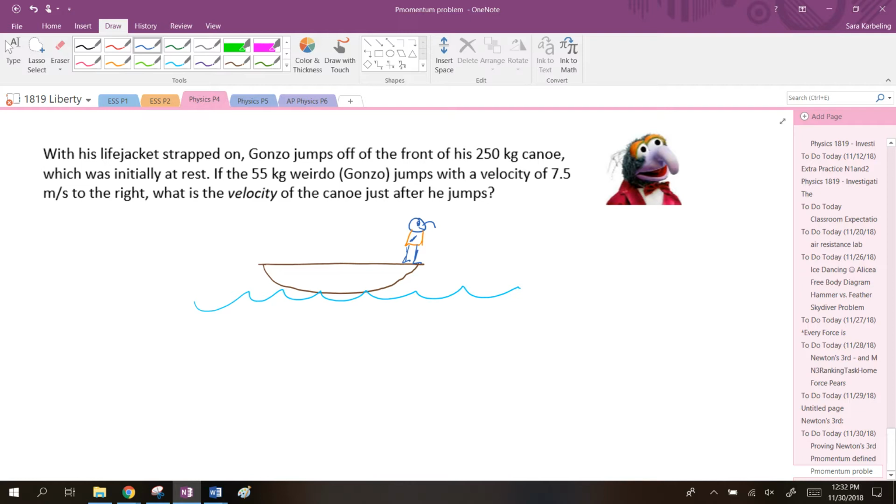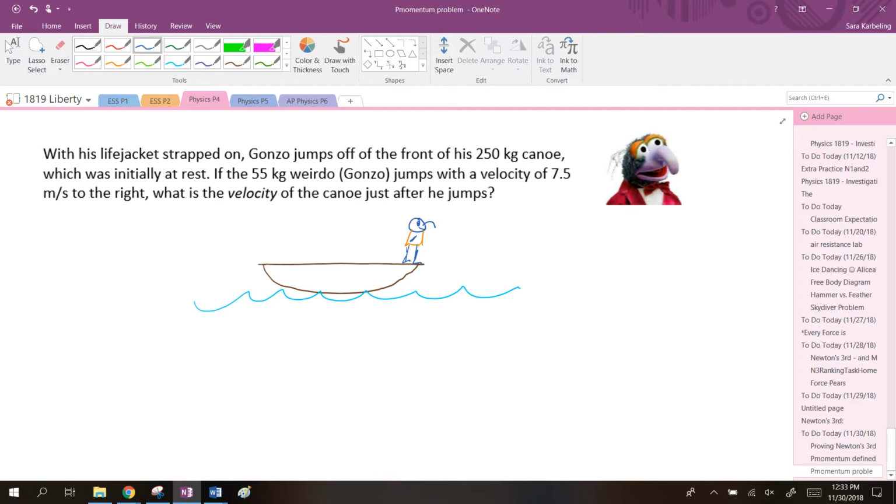What is the momentum of Gonzo before he jumps? He's standing still. His initial momentum is 0. Tell me about the momentum of the canoe before he jumps. 0. The canoe has a momentum of 0 because it's not moving. Gonzo has a momentum of 0 because he's not moving. Nothing's moving, nothing's happening.